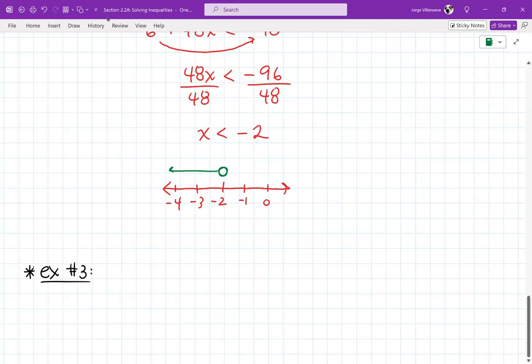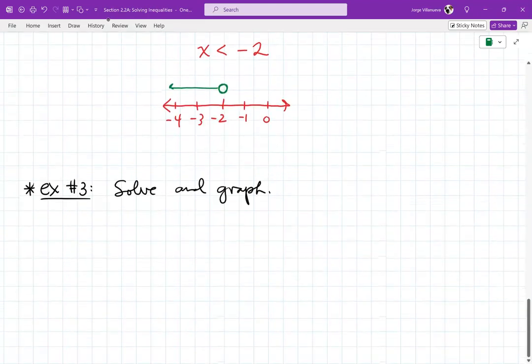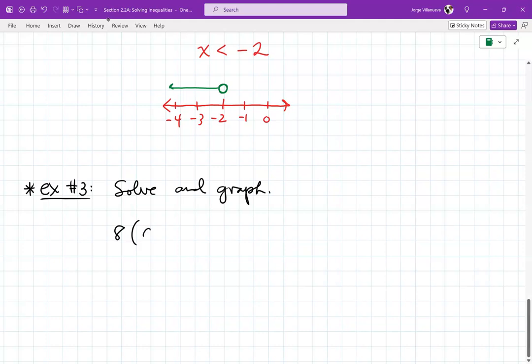So we have solve and graph again. This last one I'm going to give you after this is just a solve. It says do not graph it. Okay, I just want you guys to solve. But this one's the last one where you're going to graph. And it's going to look like this. 8 times a plus 6 is greater than or equal to 34 minus 6a.